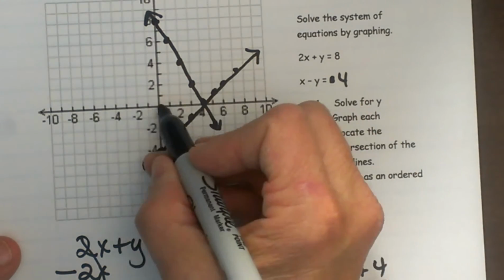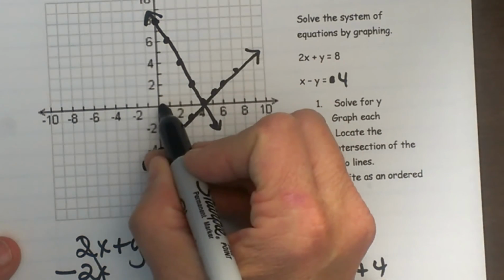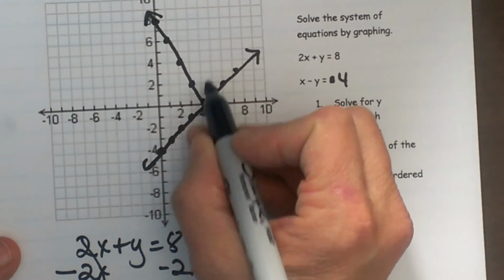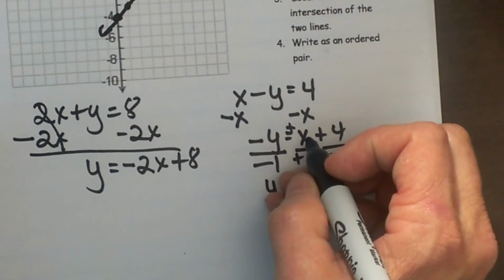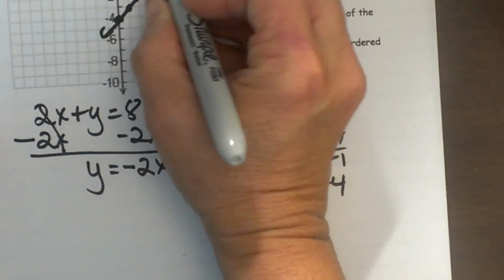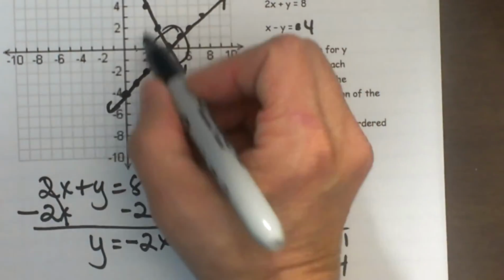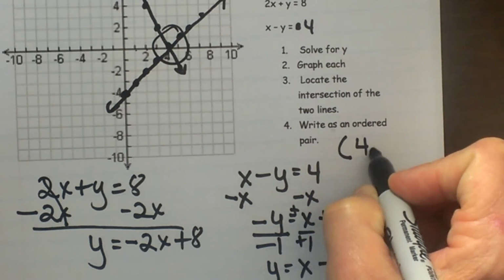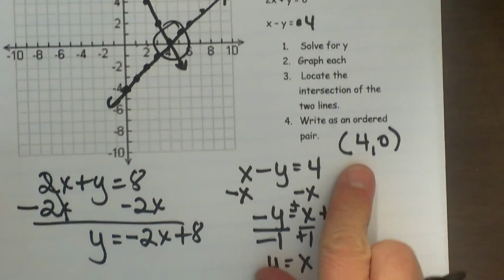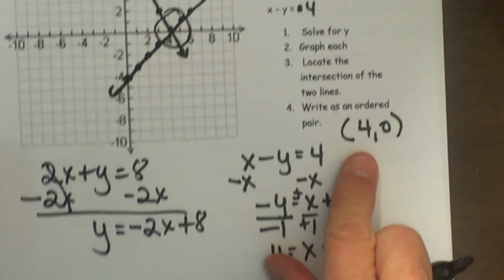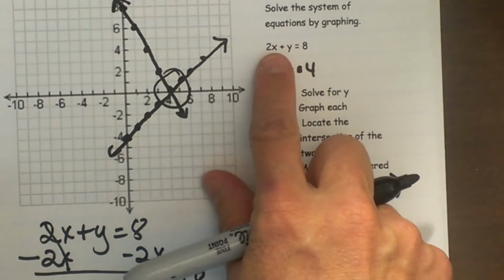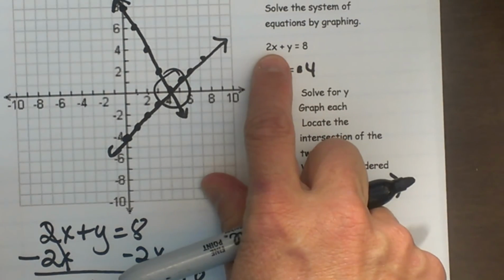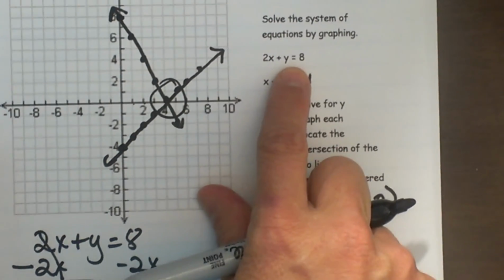Okay, so where did the two lines cross? Well, that ordered pair is the x coordinate is 1, 2, 3, 4, and the y coordinate is 0. So the intersection point where the two lines cross is this point right here, which we're going to call (4, 0). Now, one nice thing about an intersection point, you can go back to the original two equations and plug in 4 for x and 0 for y and see if they work.